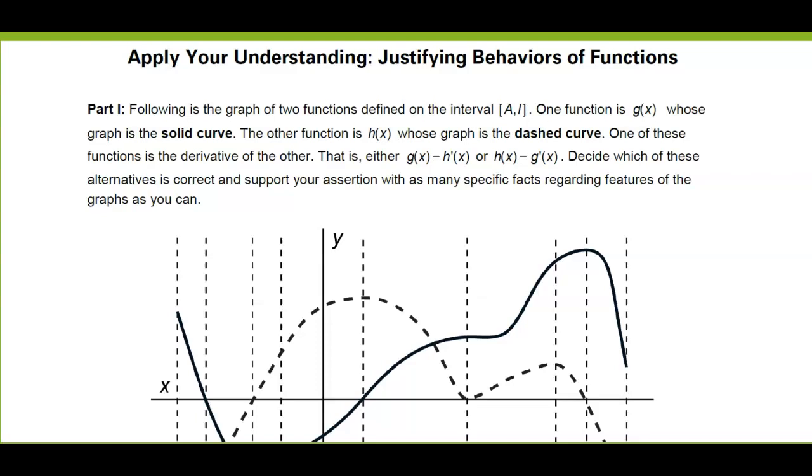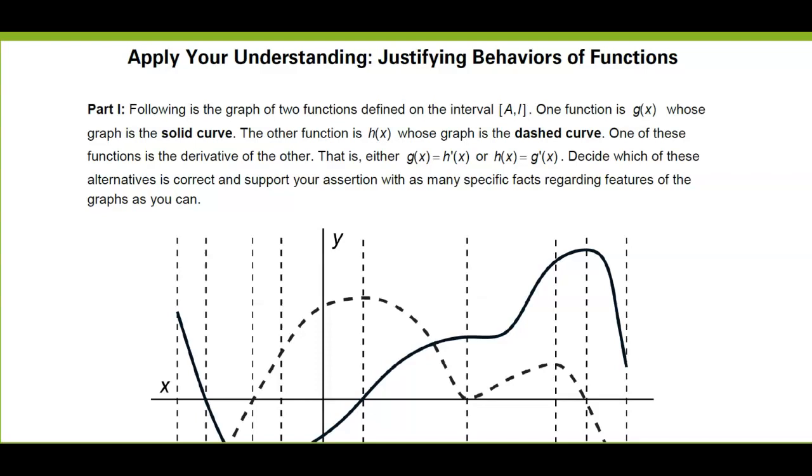All right, so we are going to be applying our understanding by justifying behaviors of functions. It says, following is the graph of two functions defined on the interval AI. One function is g of x, whose graph is the solid curve. So that is this curve that is solid. The other function, h of x, is the graph that is dashed. One of these functions is the derivative of the other.